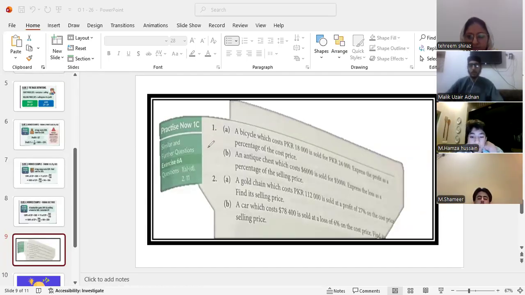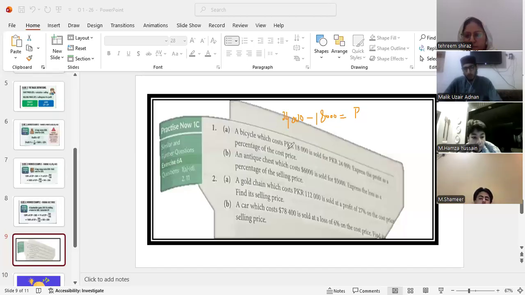Ma'am, first we will subtract: 24,000 minus 18,000. This will be the formula to find profit. How did you know that this will be the profit? Because cost price is 18,000 and the sales price is 24,000. What will be the answer? The answer is 6,000. That will be our profit.